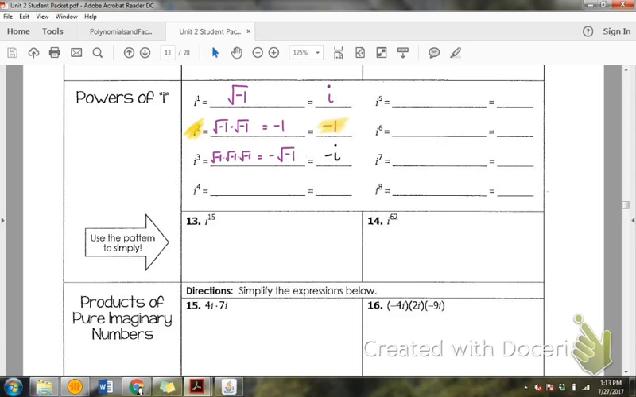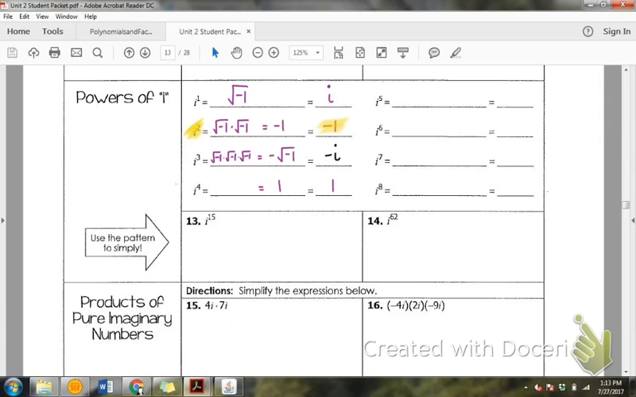Okay? And i to the fourth is going to be 4 of these, right? Square root of negative 1, square root of negative 1, square root of negative 1, square root of negative 1. Which really is just positive 1. So i to the fourth is always going to be positive 1. The one we're going to use the most that you need to focus on is i squared. Okay? Here's the cool thing that happens.